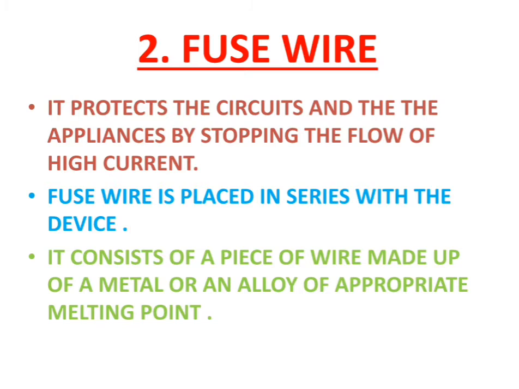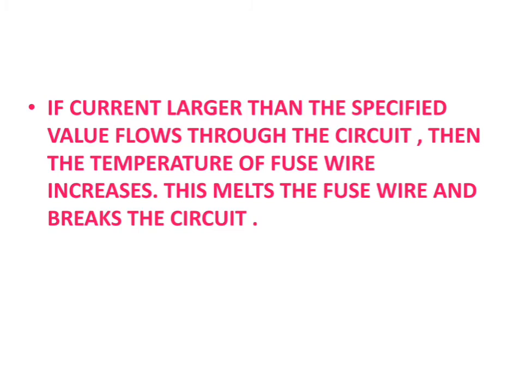So the second question is why fuse wire is placed in series. अभी मैं आपको इसका थोड़ा बाद में बताती हूँ. So let's study fourth point. If current larger than the specified value flows through the circuit, then the temperature of the fuse wire increases. This melts the fuse wire and breaks the circuit, जिसकी वजह से शॉर्ट सर्किट नहीं होती और हमारे अप्लायंसेस भी ख़राब होने से बच जाते हैं. This I've already told you.